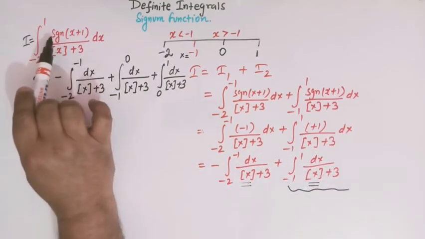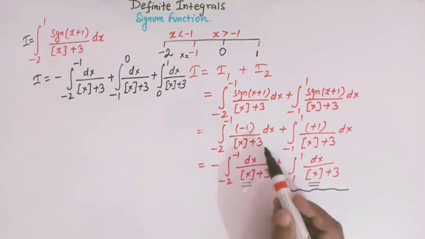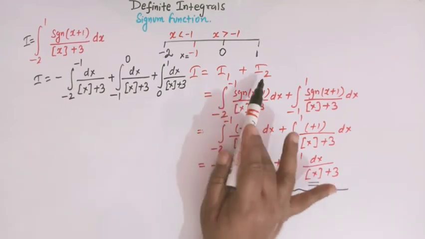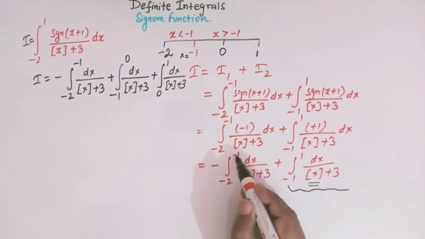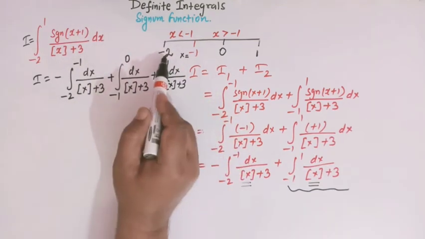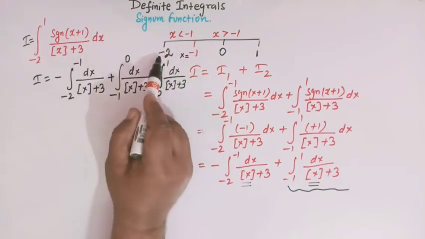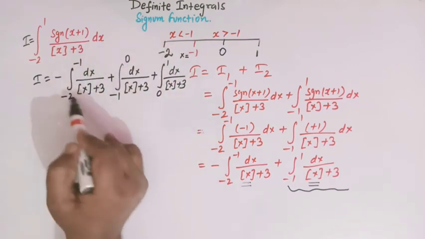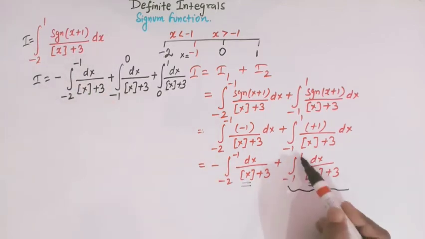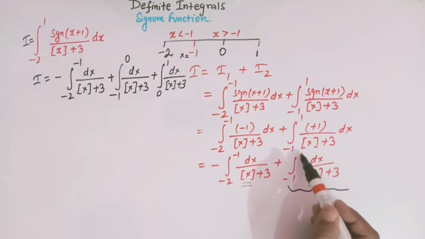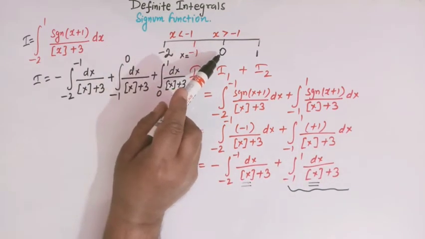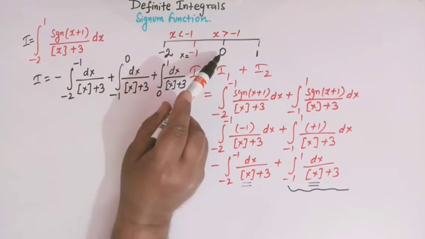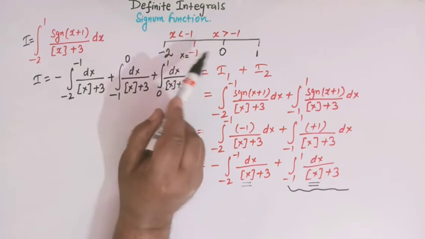Now by virtue of the definition of signum function, we are able to split this integral I as a sum of two integrals, that is I1 and I2, right? Now from minus 2 to minus 1, between these two integers minus 2 and minus 1, we do not have any integer, so this integral will remain as such, right? But when we integrate this function from minus 1 to 1, we see that 0 appears between minus 1 and 1, or in other words, the integer 0 lies between minus 1 and 1.